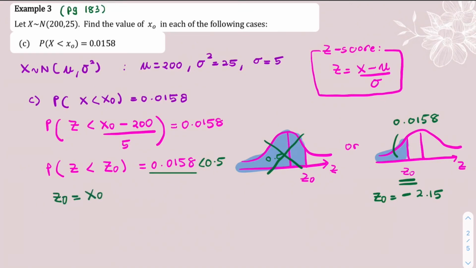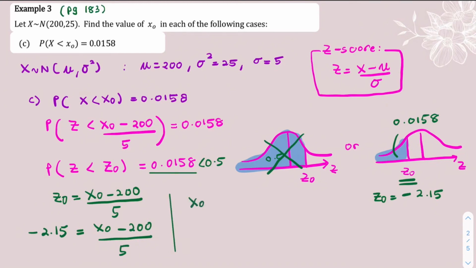Then calculate, because you know already that Z naught is equivalent to X naught minus 200 over 5. Z naught known just now from the table is negative 2.15. So X naught minus 200 over 5, and use your calculator, you will get your answer 189.25.